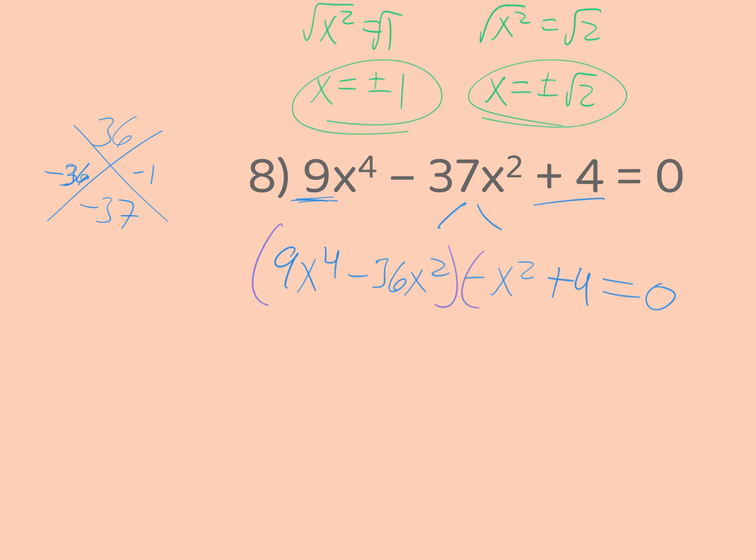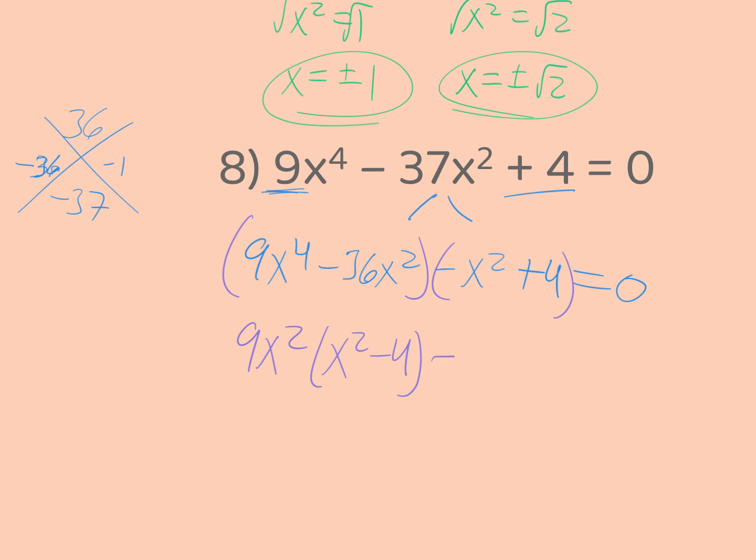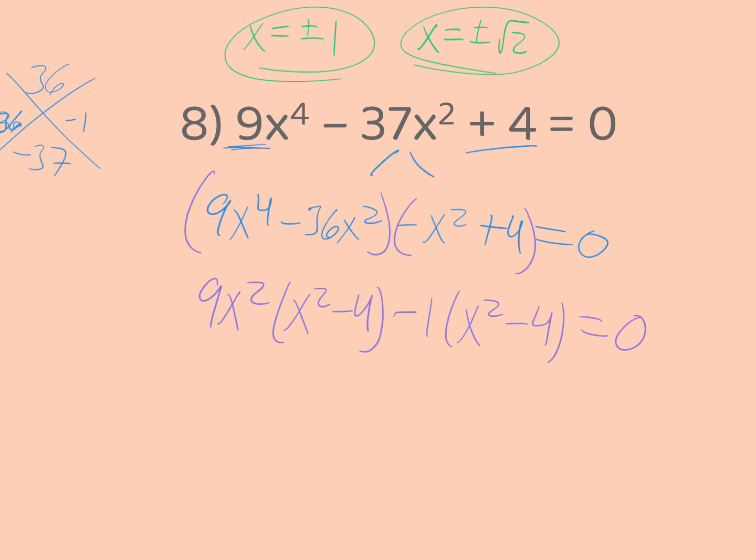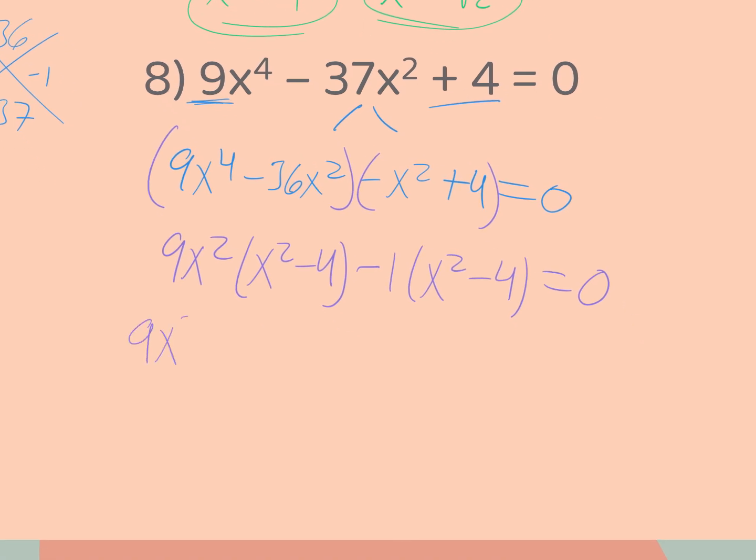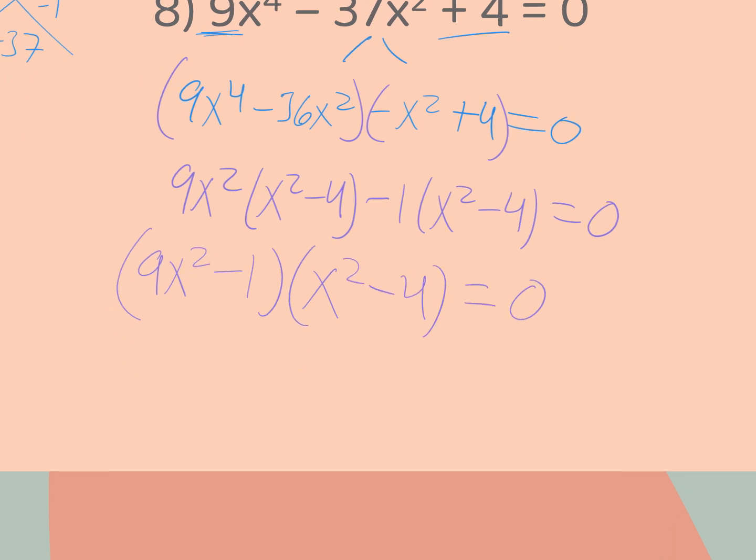All right, and now we can group. Take out a GCF. GCF of the first group is going to be 9x squared. And then you're left with x squared minus 4. GCF of our next group, we can take out a negative 1. We want the insides to match, so let's take out a negative 1. All right, and so we get 9x squared minus 1 times x squared minus 4 equals 0. And like I said in the beginning, you could factor all the way, or from here you can set each factor equal to 0.